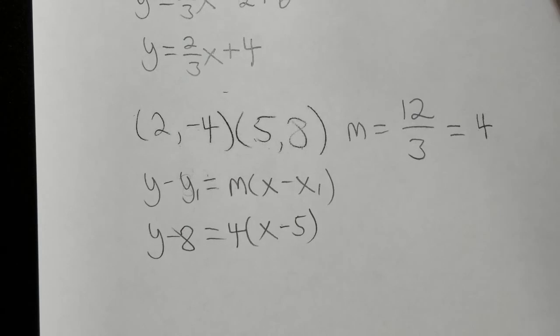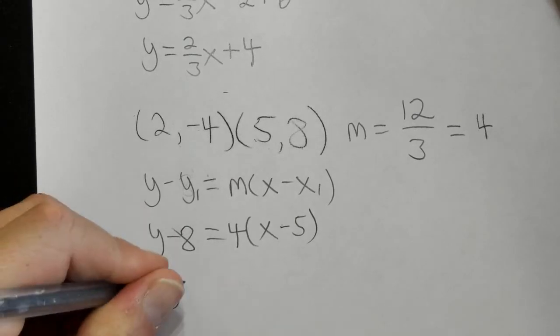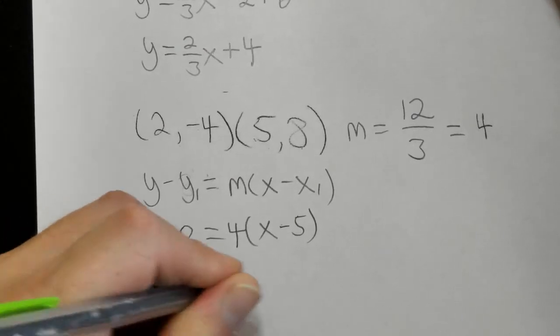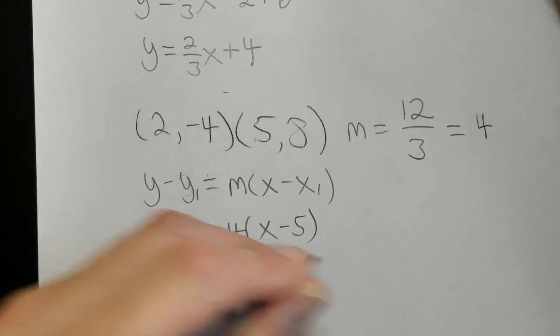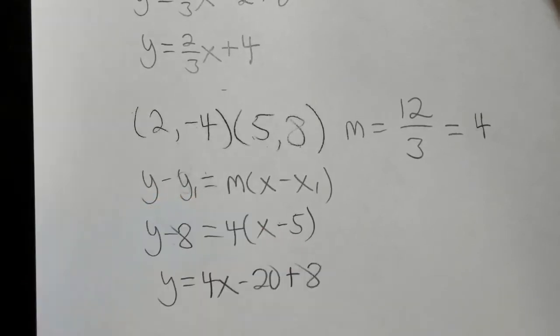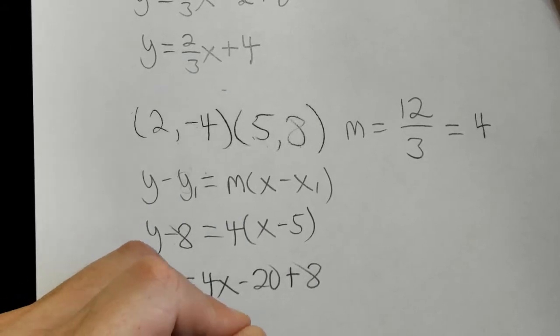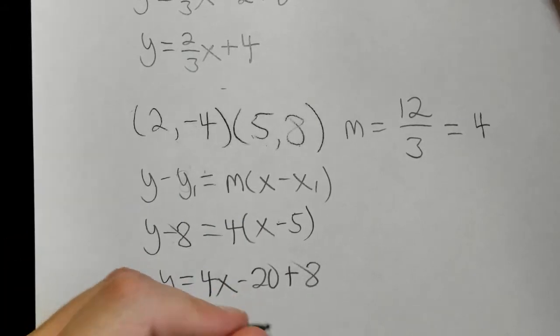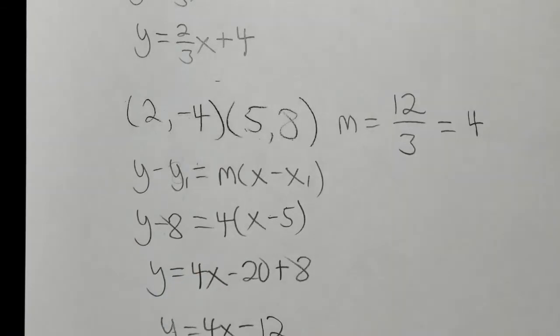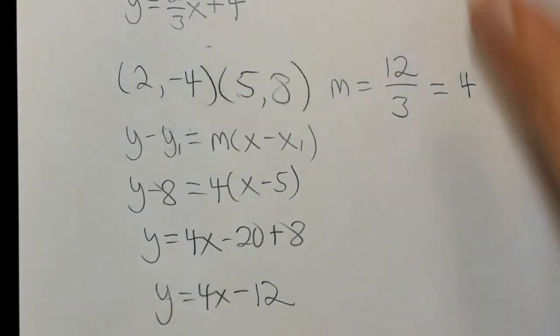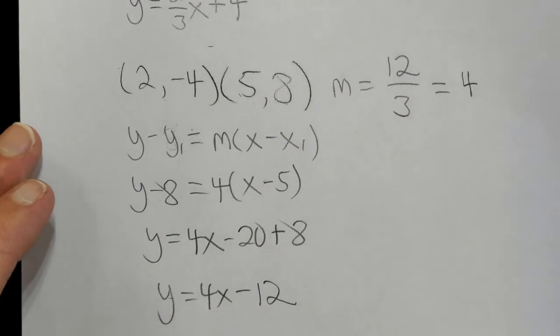In 2 more steps, we can rearrange this, so it'll be y equals 4x minus 20, and the 8 will move back to the other side and change to plus 8. And I can combine those together and get 4x minus 12, and then that is your equation of the line. All right?